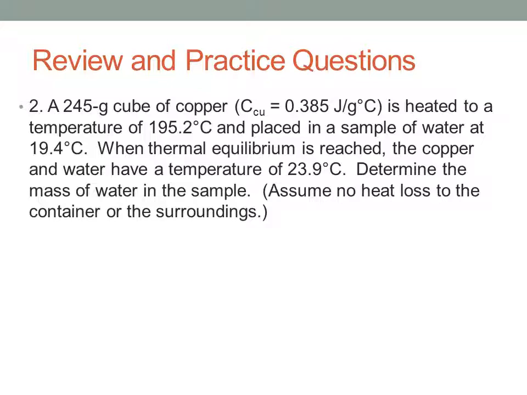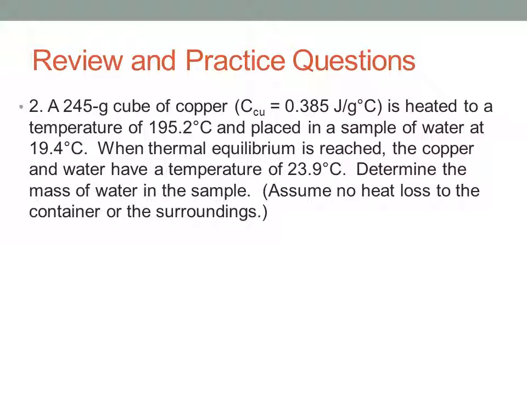Here's a practice problem to work on. We have a 245 gram cube of copper, and we're given its specific heat, and we're told that it's heated to a temperature of 195.2 degrees Celsius and placed in a sample of water at 19.4 degrees Celsius. When thermal equilibrium is reached, the copper and water have a temperature of 23.9 degrees Celsius. We're asked to determine the mass of water in the sample and assume that no heat is lost to the container or the surroundings.